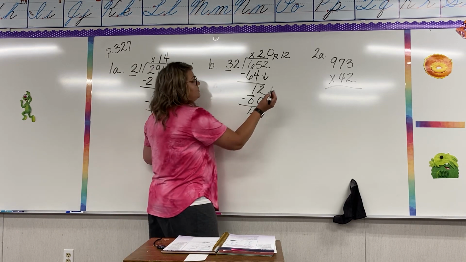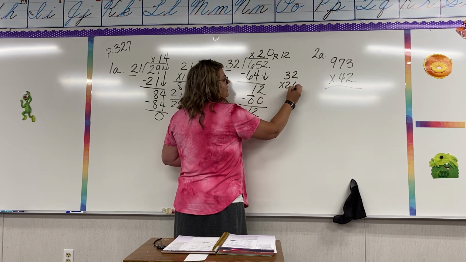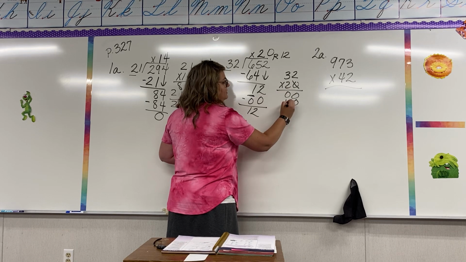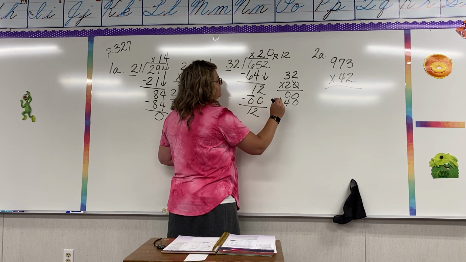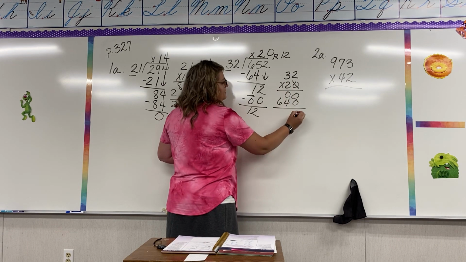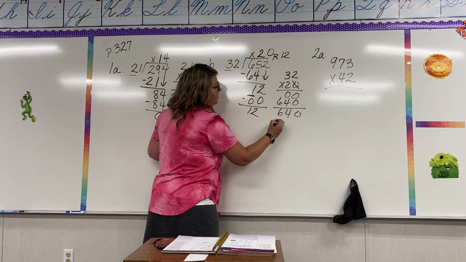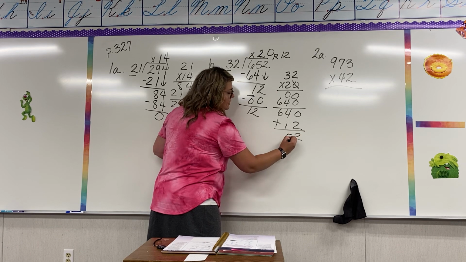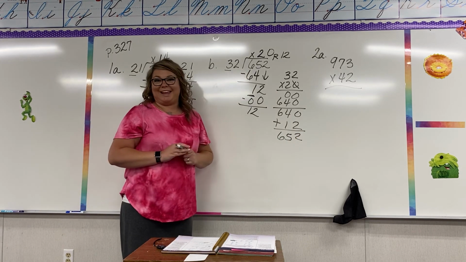And again, we're going to check it. So we're going to say 32 times 20. And I'm just doing this fast, it's fine. Okay, I got it right here. So then let's add this up. And then don't forget, we're going to add our remainder here, which is 12. And we get 652, which is the right answer there.